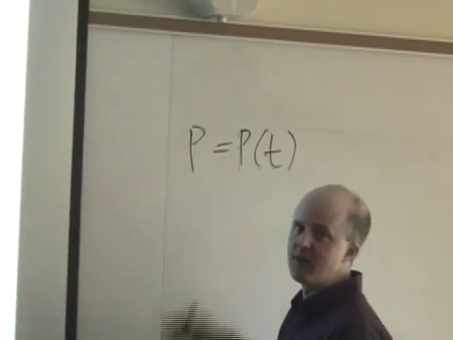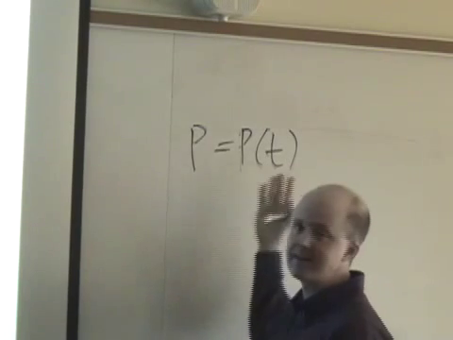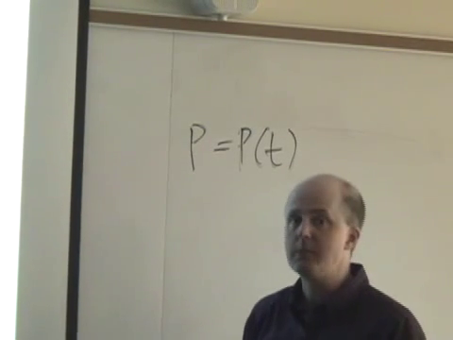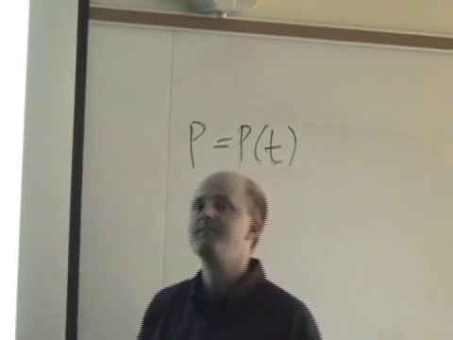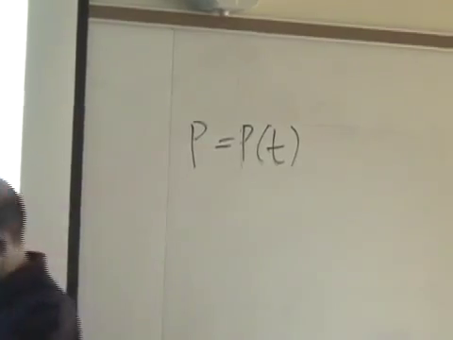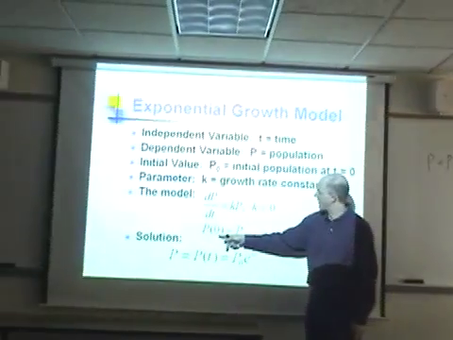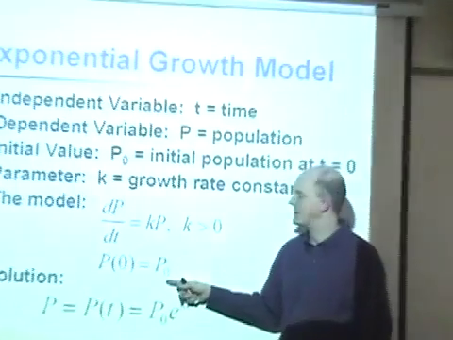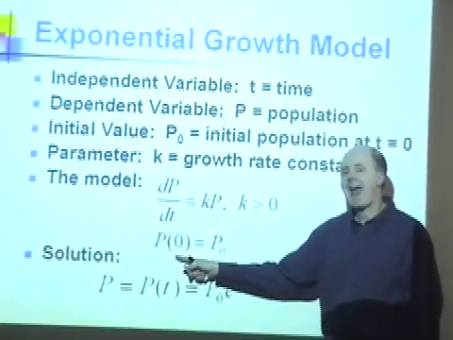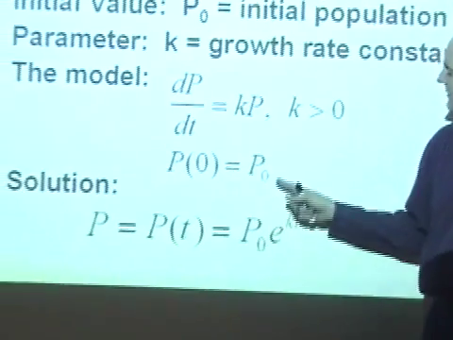Dependent variable and function name. Sometimes we'll write the dependence on t explicitly. Sometimes we won't bother with that. Okay? You just have to get used to it. So when you see this, it is p of 0 equals p naught. The population at time 0 equals this particular number.